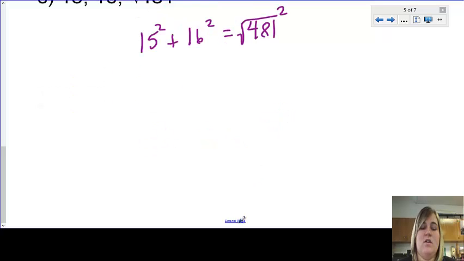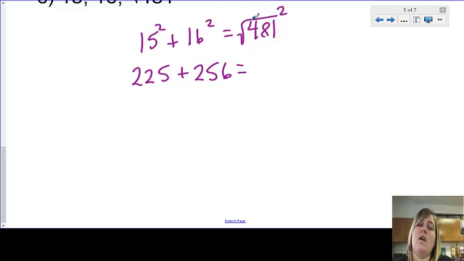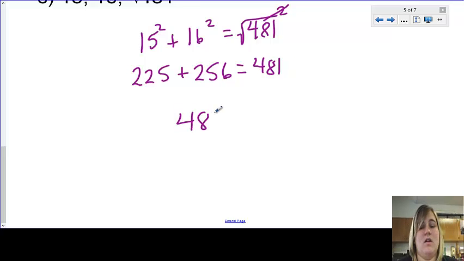Okay, now whenever I do one like this, I have 15 squared gives me 225. We just talked about that one. Plus 16 squared is 256 equals the square and the square root. Those cancel out, so I just have 481. Okay. So I need to see if 225 plus 256, yes it does give me 481. So that one would also work.